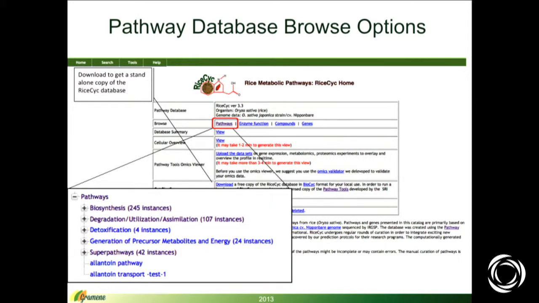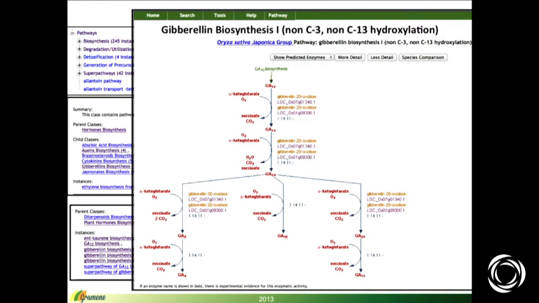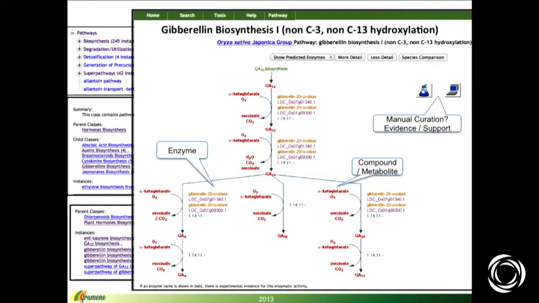You can browse pathways, enzymes, genes, and compounds. This is what you would see. This is an example of a pathway, gibberellin biosynthesis in rice. One good feature about the pathways is that you get a little icon that will tell you whether this pathway has been manually created or there is simply computational evidence for it. You can tell whether it is computational or experimentally validated, and you also get links to the literature references that document the evidence. You can see, for example, the compounds, one compound used to create another compound, and the enzymes that catalyze that reaction.